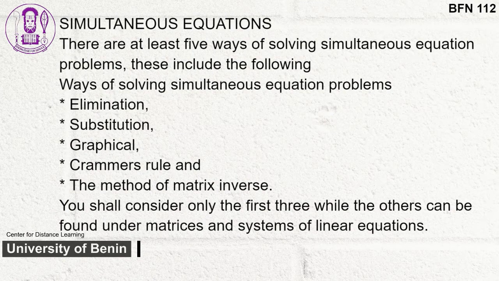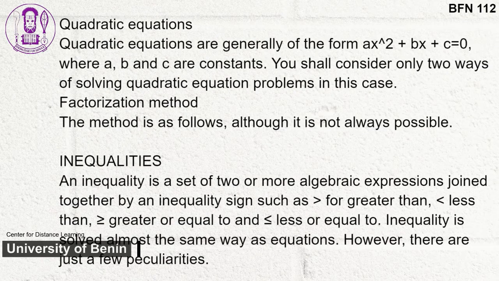These include the following. Ways of solving simultaneous equation problems: elimination, substitution, graphical, Cramer's rule and the method of a matrix inverse. You shall consider only the first three while the others can be found under matrices and systems of linear equations. Quadratic equations. Quadratic equations are generally of the form ax squared plus bx plus c equals 0, where a, b and c are constants. You shall consider only two ways of solving quadratic equation problems in this case. Factorization method. The method is as follows, although it is not always possible.